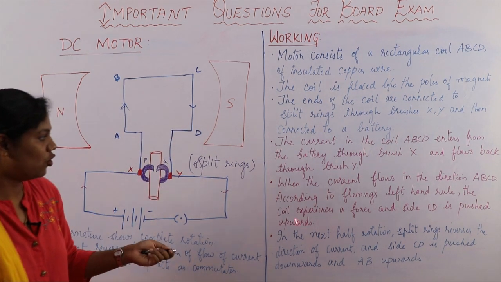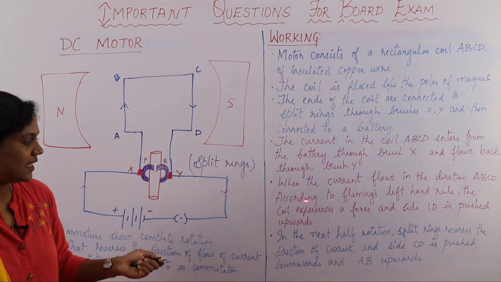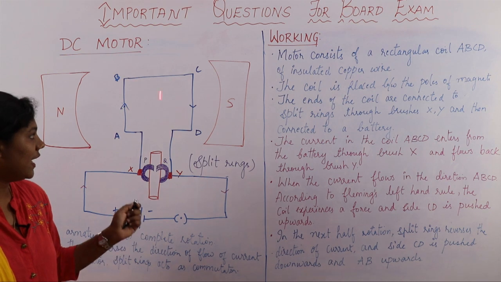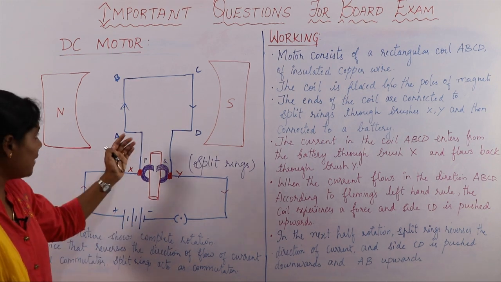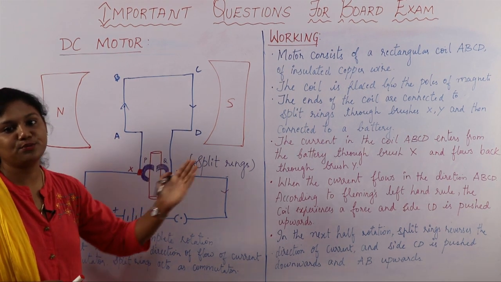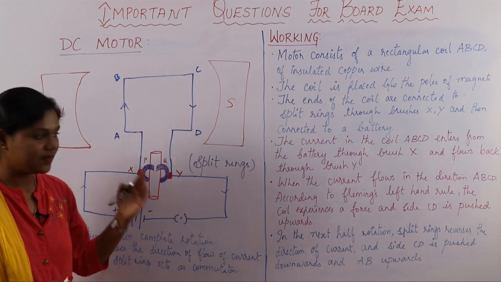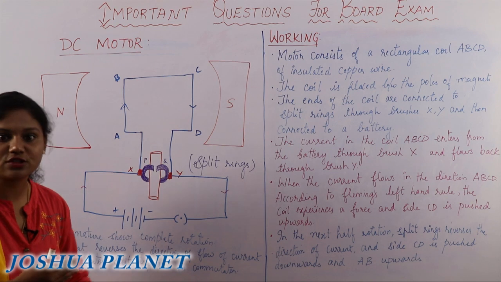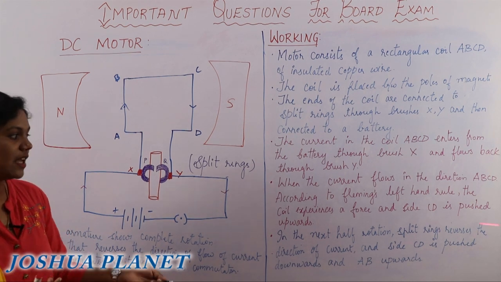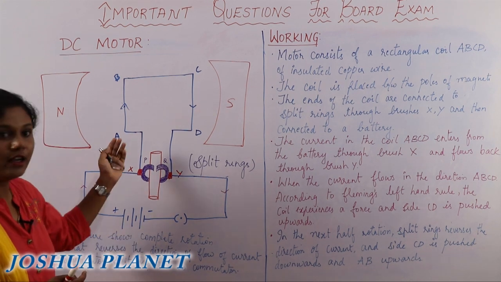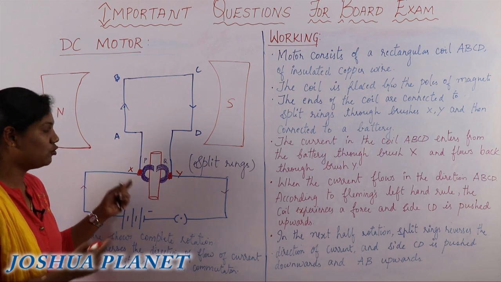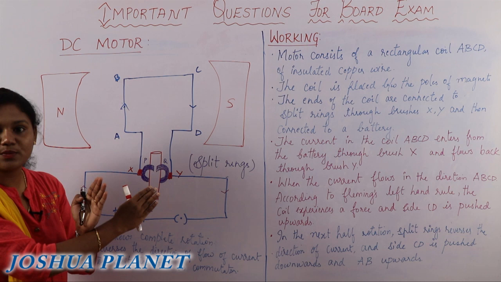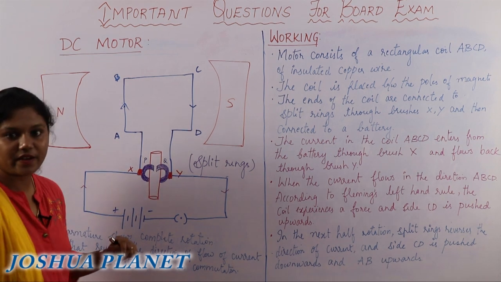Okay, when the current flows in the direction ABCD, according to Fleming's left hand rule, the coil experiences a force. AB is pushed downwards and CD is pushed upwards. Okay, that's what happens in the first rotation. And what happens in the next rotation here? When the next rotation happens, if the split rings are not used, the coil should rotate like this and it comes back like that because the direction of current changes.